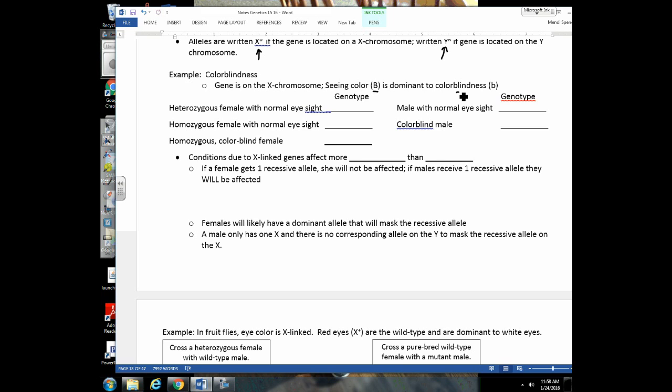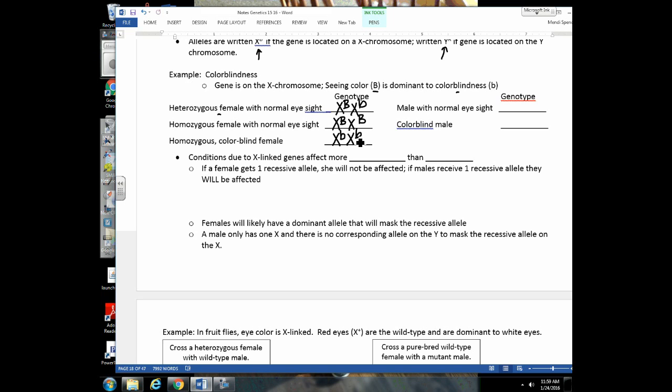Since we know that this trait is on the X chromosome and that seeing color is dominant, if we have a heterozygous female with normal eyesight, you would have to know that her genotype would be X big B, X little b. She's heterozygous for the trait. A homozygous female with normal eyesight would be X big B, X big B. A homozygous colorblind female, you would have to know she has to have 2 codes to be colorblind.